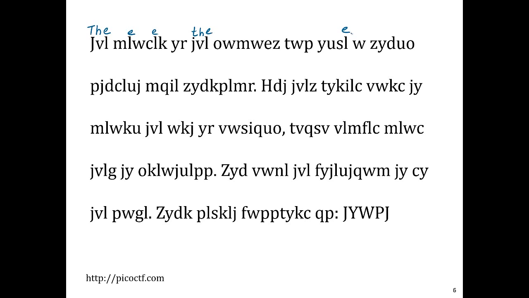We would then go on to guess another word. Looking at the second row, we see, for example, here's JVL. We see there's a Z here. And we may guess, well, it starts with THE and it's a four-letter word. Maybe Z maps to N. And we'd go through and substitute all the occurrences of Z with the letter N.